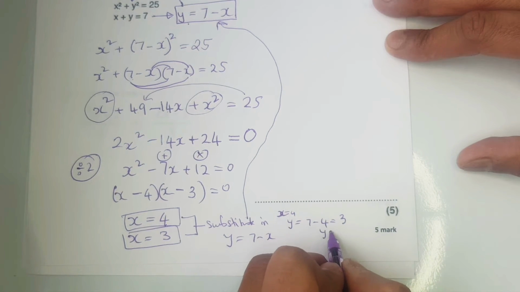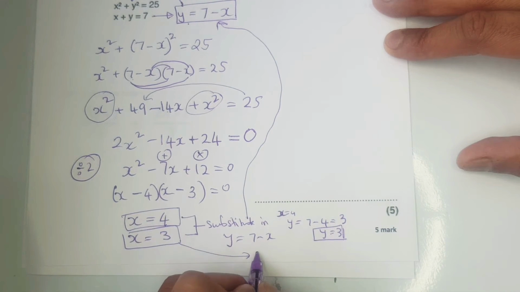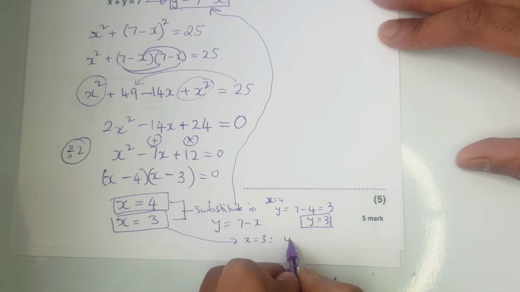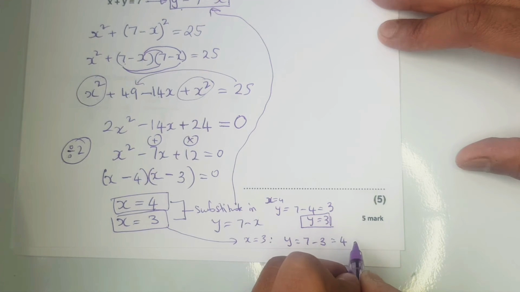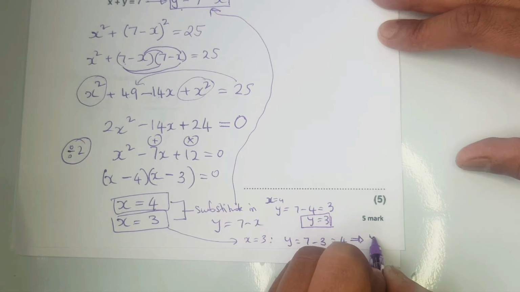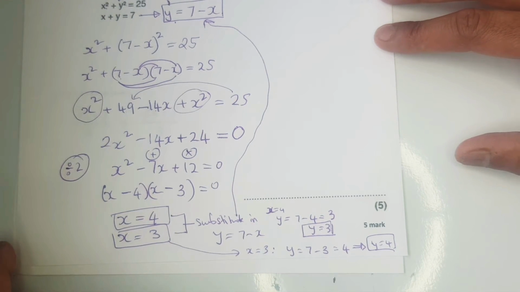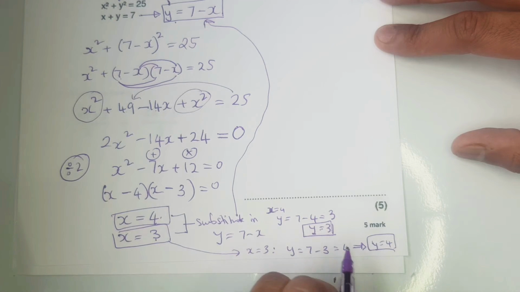So y equals 3, put a box around it. When x equals 3, y is going to be equal to 7 minus 3, which is 4. So y is equal to 4. And the final answer, you can write it as a coordinate, or you can just leave your answers as x is 4, x is 3, y is 3, and y is 4.